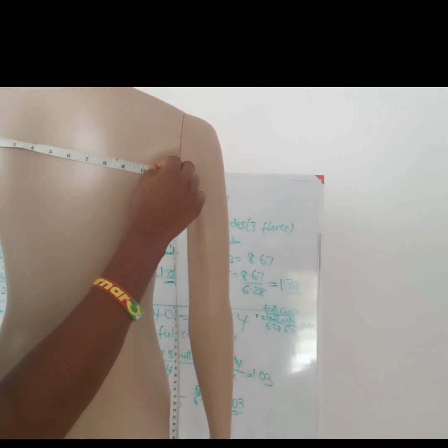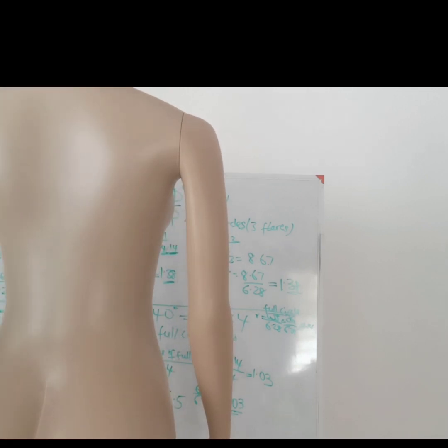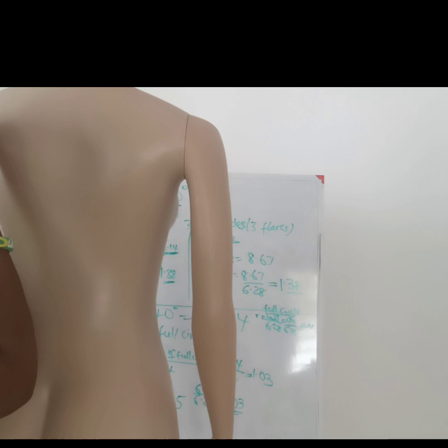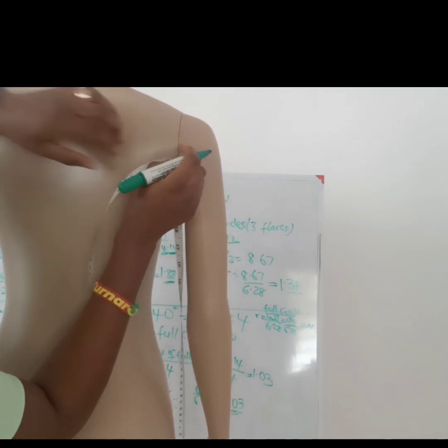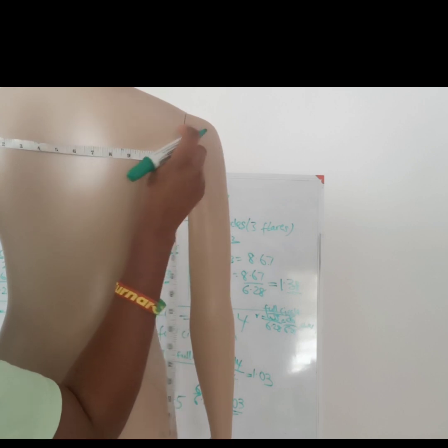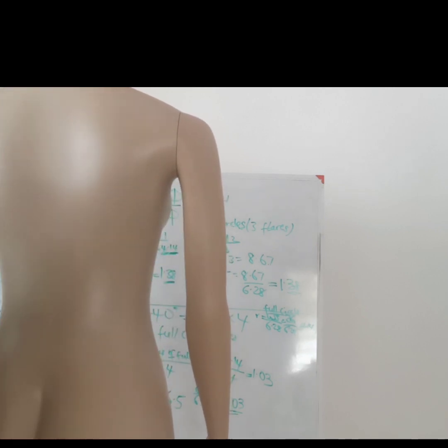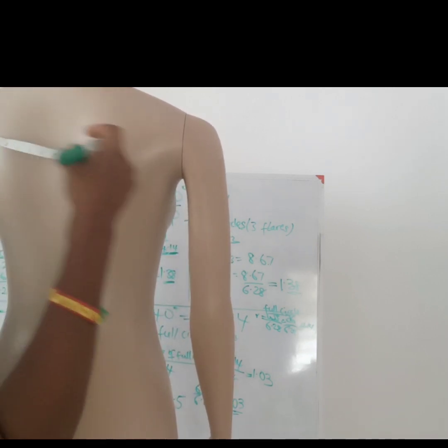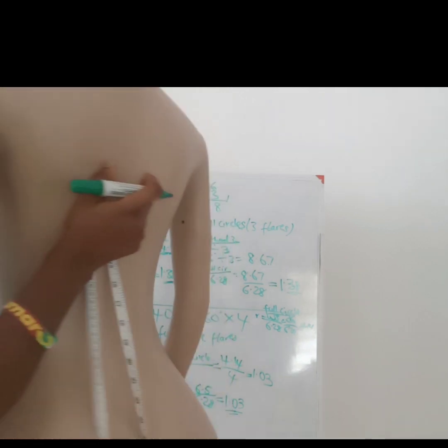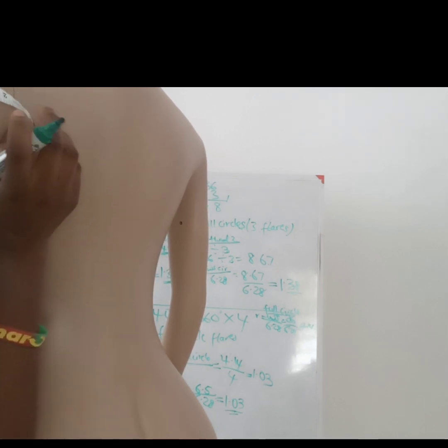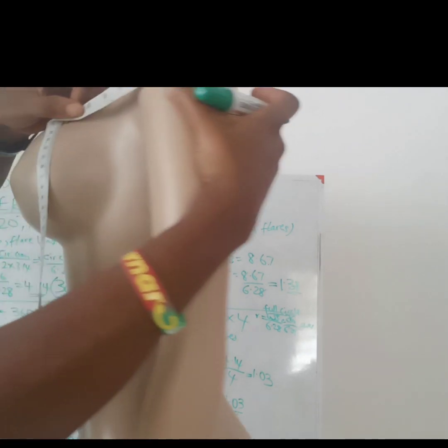Okay, let me just use a marker to mark that so that we can see it very well. Here to here to here. That is the wideness of the back, 10. And then from here to this side is where the sleeve will be. The sleeve is going to be 10. So from there, this is where you have 10.